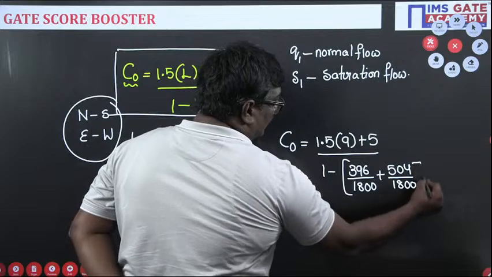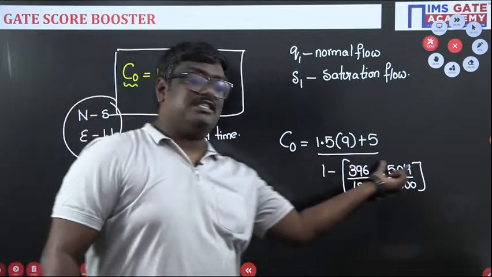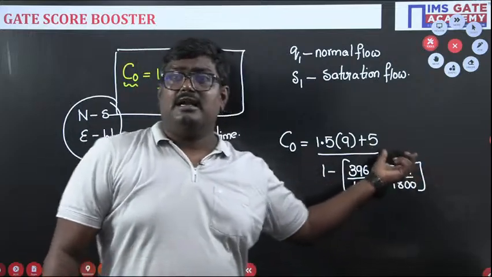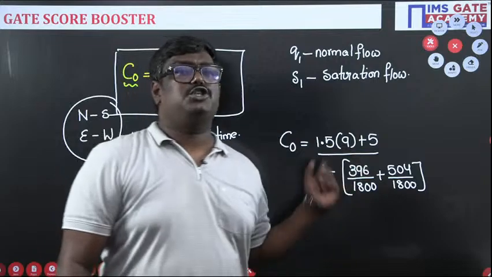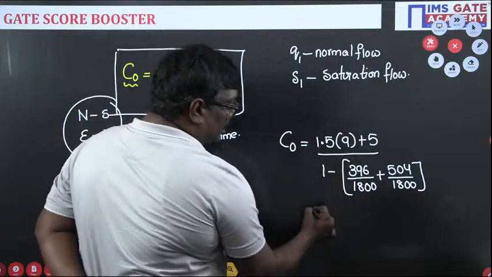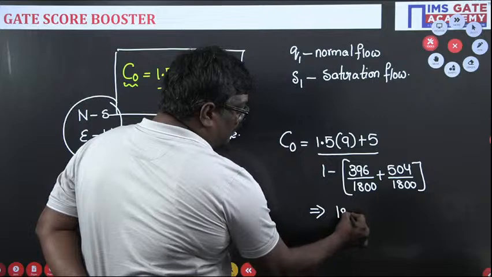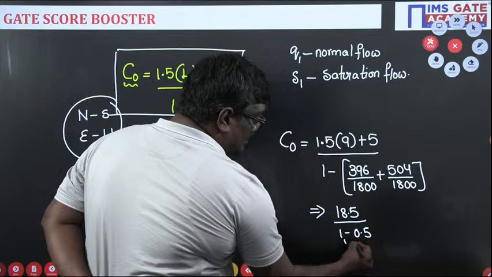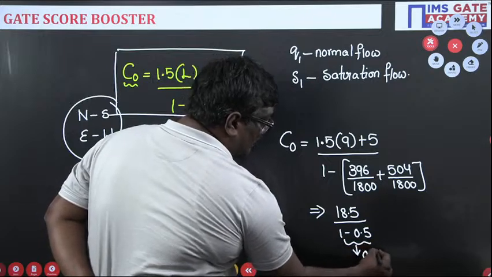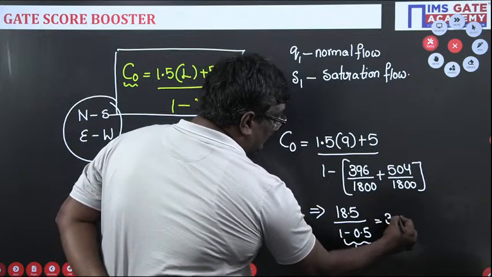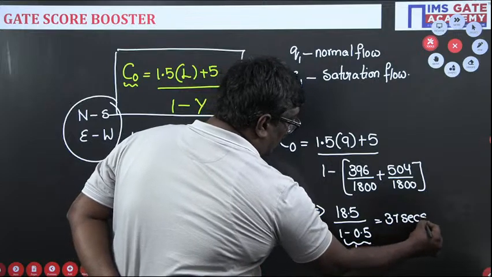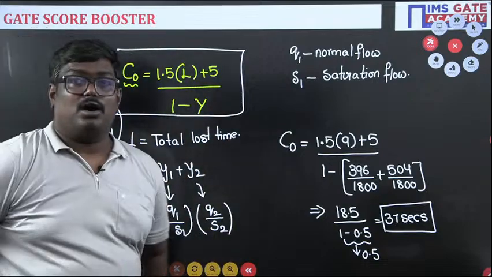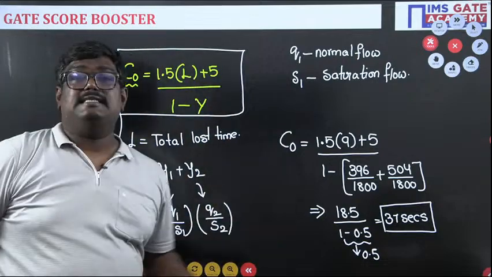Now, what is 396 plus 504? It is nothing but 900. 900 divided by 1800 is 0.5. So the numerator will be 18.5, and 1 minus 0.5 is 0.5, which gives 37 seconds. So the optimum cycle time is nothing but 37 seconds.